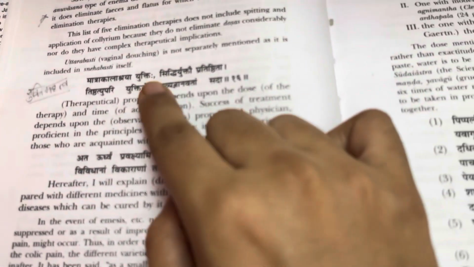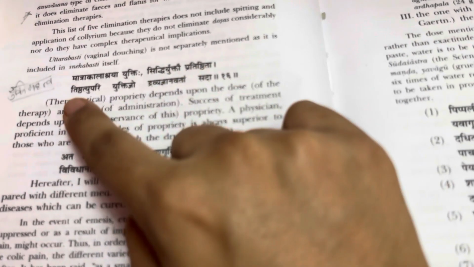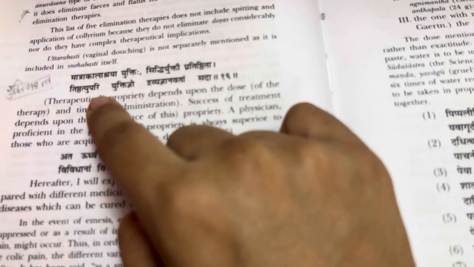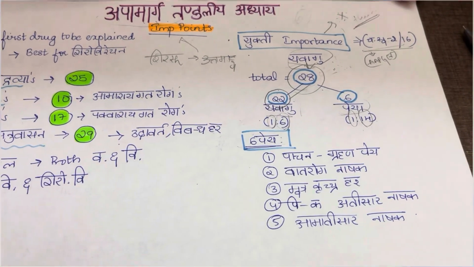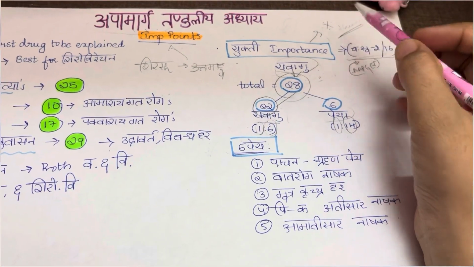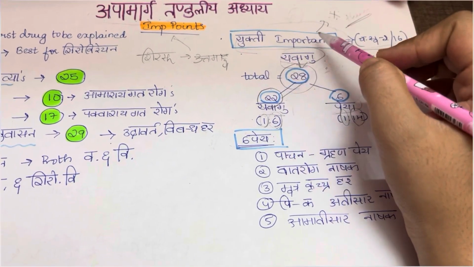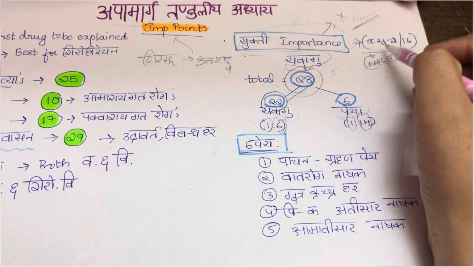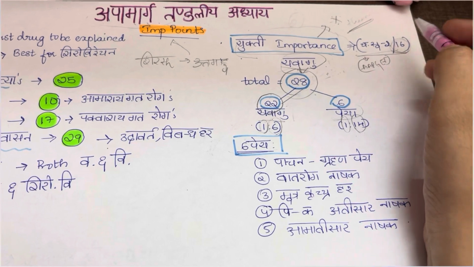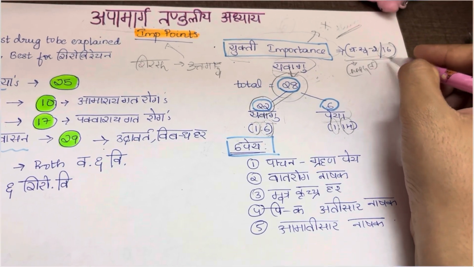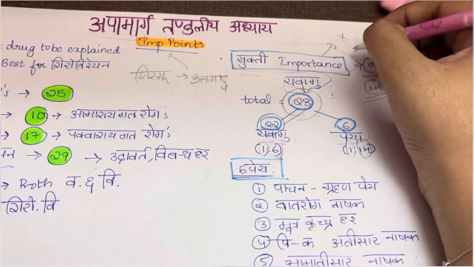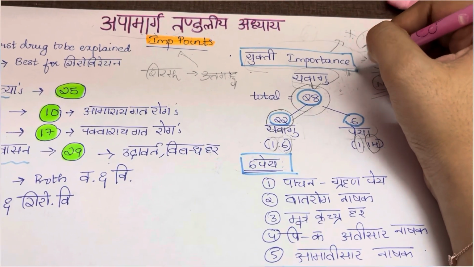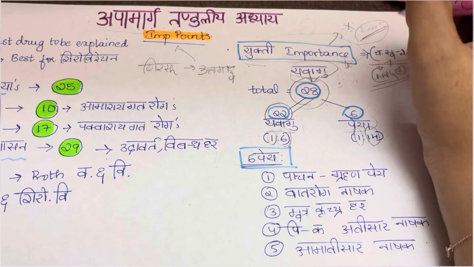Matra kalashrayo yuktir siddhir yuktau pratishthita. Now we'll discuss the next important topic, that is Yukti Mahatva. Yukti Mahatva has been explained in the 16th shloka. When you're talking about the AIAPGET exam, make sure you know this reference. But for the theory exam, this shloka is very important. Make sure you learn this by heart.